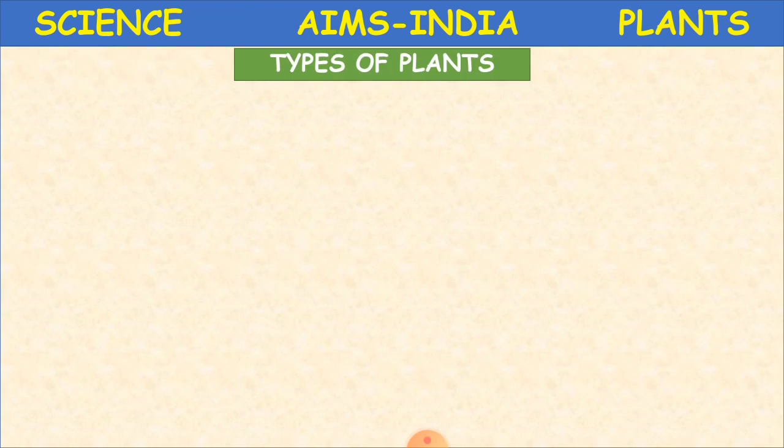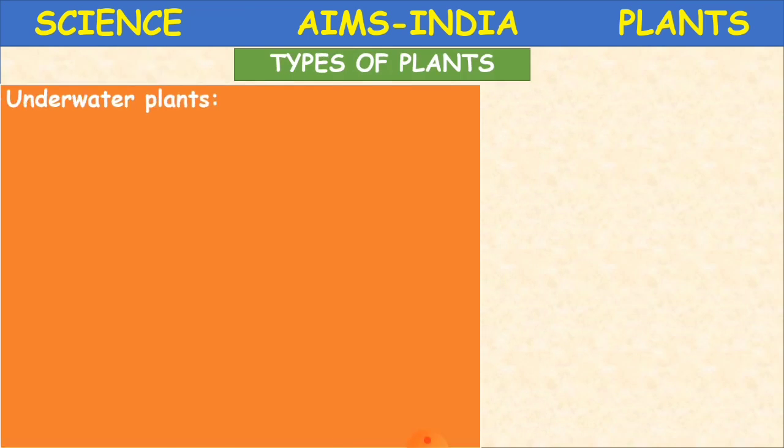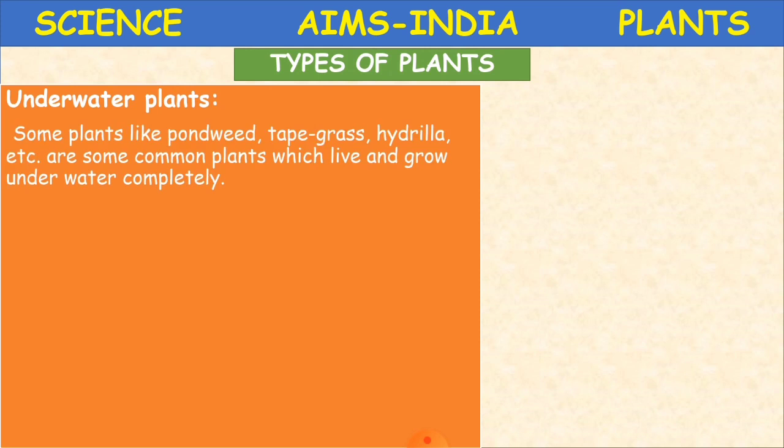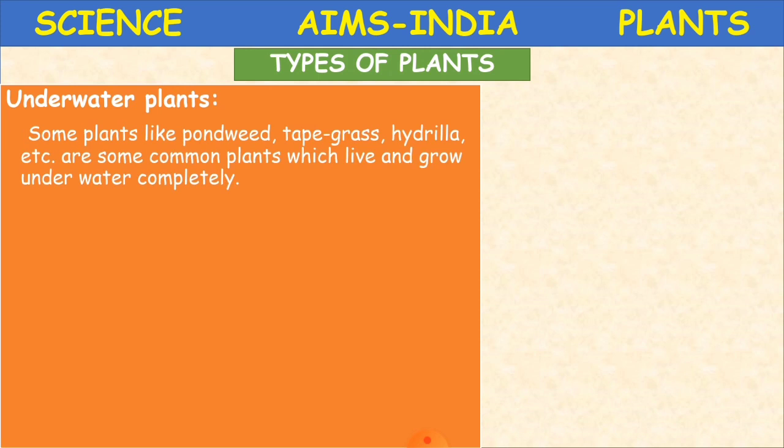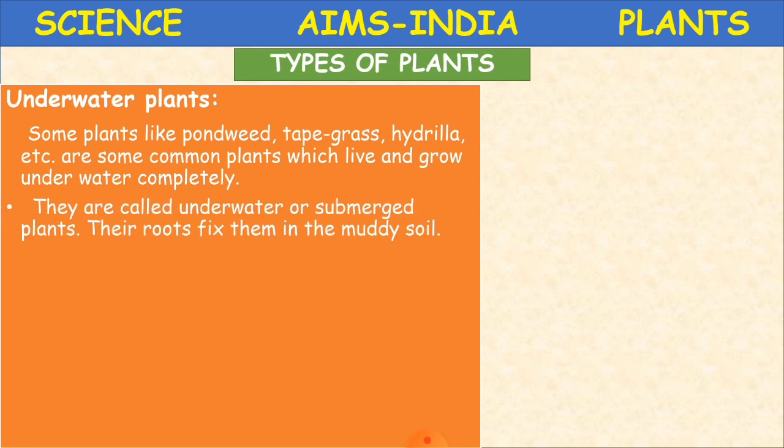What is that? Underwater plants. So until now we learned about floating plants and fixed aquatic plants. Now underwater plants. So what are underwater plants? Some plants like pondweed, tape grass, hydrilla, etc. are some common plants which live and grow underwater completely.